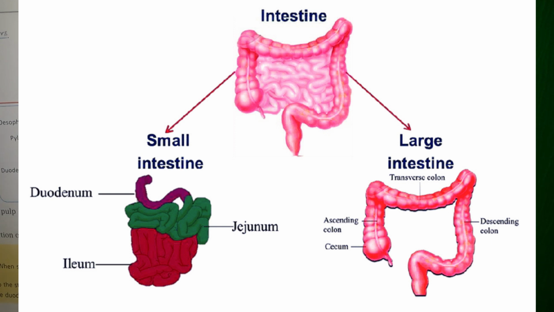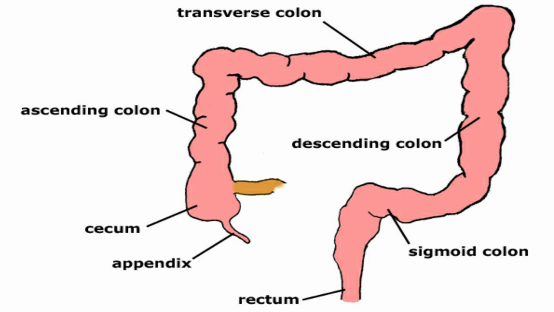Now here the question comes: the length of the large intestine is shorter in comparison to the small intestine, but still why do we call the longer one the small intestine and the shorter one the large intestine? Because the name is based on the diameter. Small intestine diameter is less than the large intestine. It has three parts: the cecum, colon and rectum.